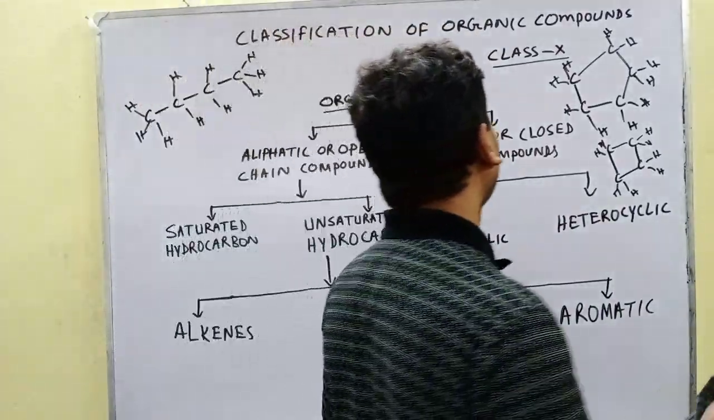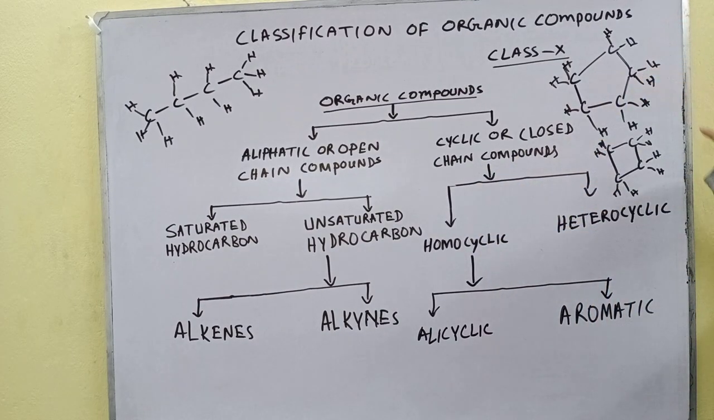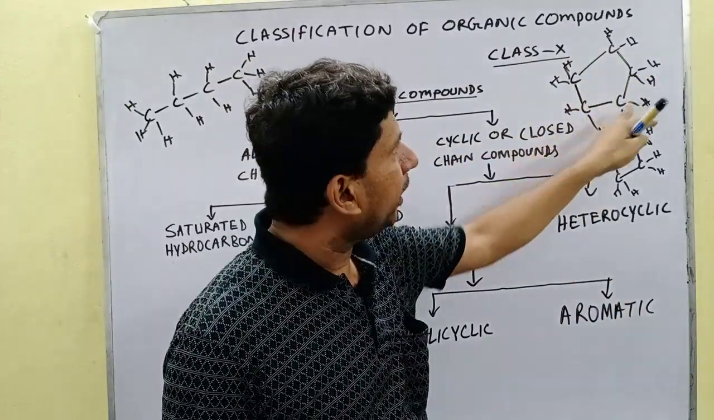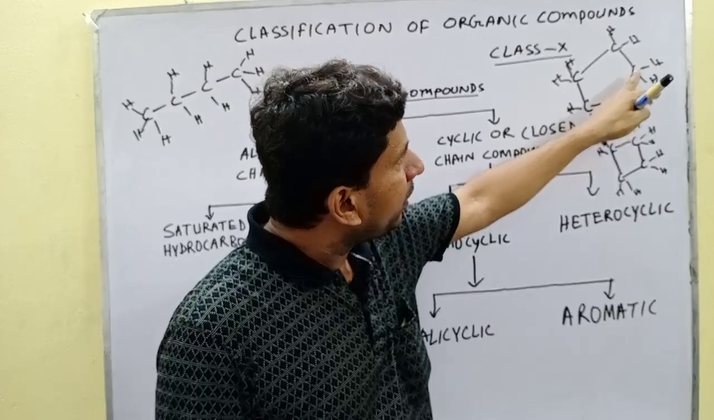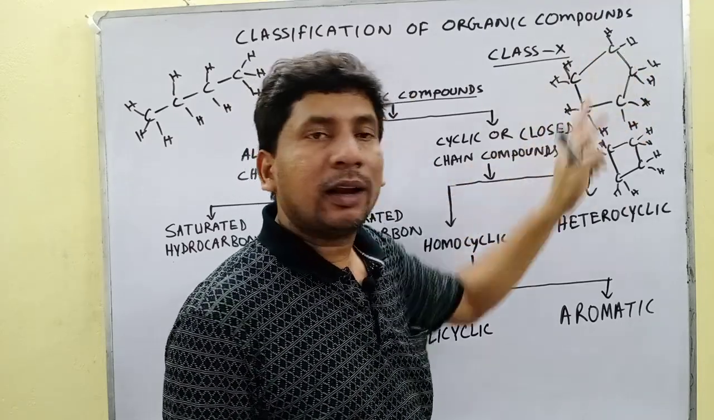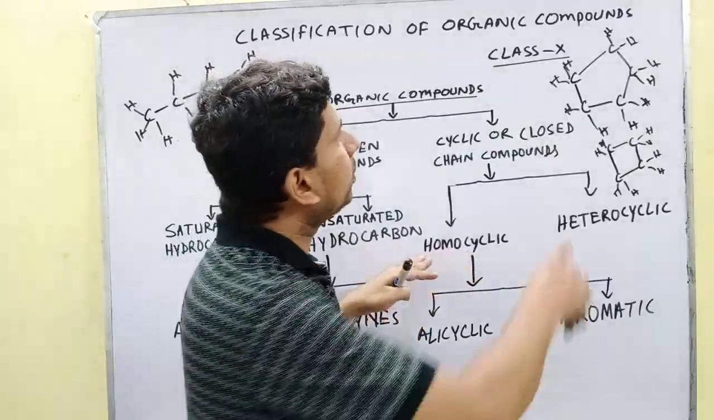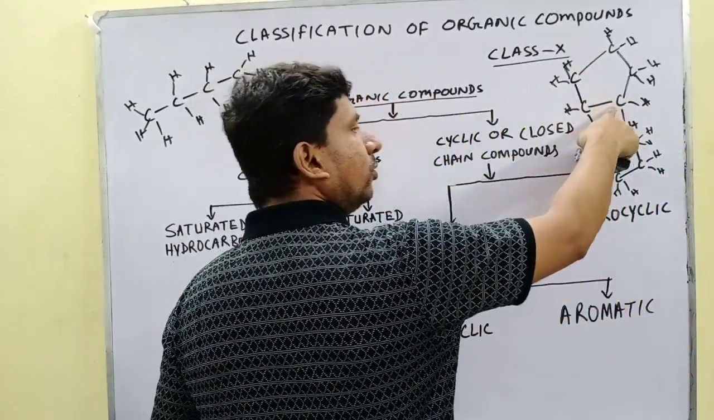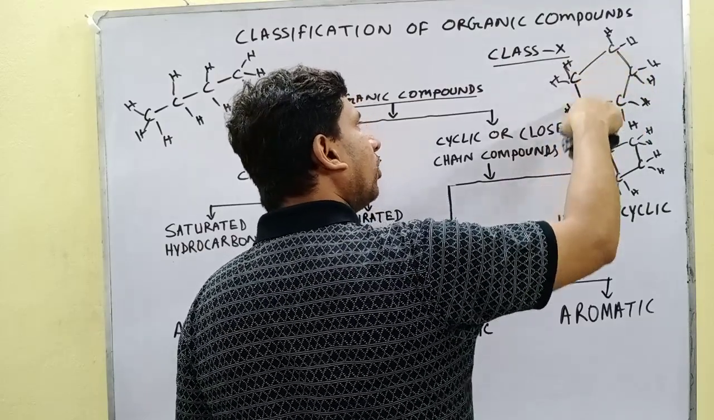And a closed chain compound may be homocyclic. This is homocyclic because in this cyclic compound only carbon and hydrogen are there. It forms a cycle, and this cycle contains carbon only at every point. For this reason it is homocyclic. Homo means the same atom, so the ring is joined by the same atom: carbon, carbon, carbon, carbon, carbon.